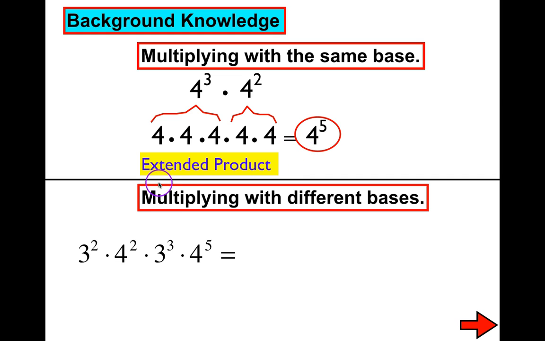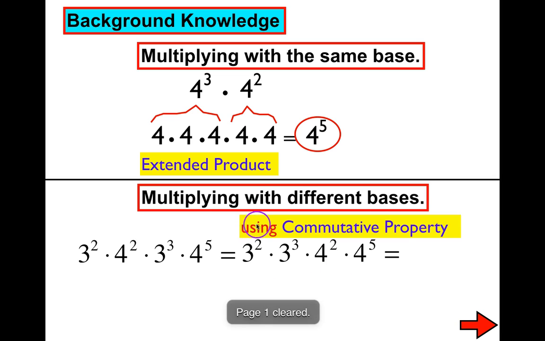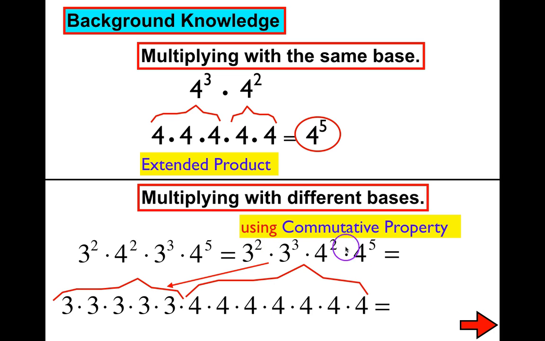Okay, so here, what about this? What I like to do is first regroup them. So I'm going to group all the 3's together. So I'm going to put 3 squared times 3 to the 3rd. Basically, what allows me to do this is the commutative property of multiplication. It allows me to rearrange things, still retaining the same value. So now I'm going to write 4 squared times 4 to the 5th. At this point, you're going to go ahead and use extended products to see how much you have all together. So this would be 3 to the 5th times 4 to the 7th.